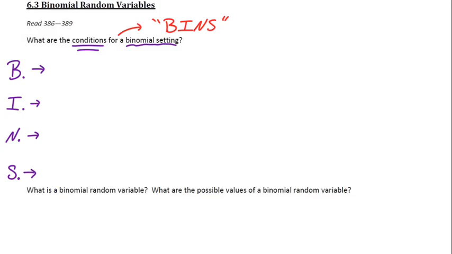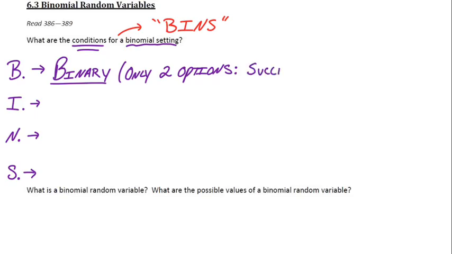You probably won't be able to guess any of these letters except for the I at this point. So the I stands for probably what you think it stands for. Let's start with the B though. The B actually stands for binary. So binary means two choices. In the case of a binomial distribution, we view those two options as being one is either a success or a failure. So that's the first condition.